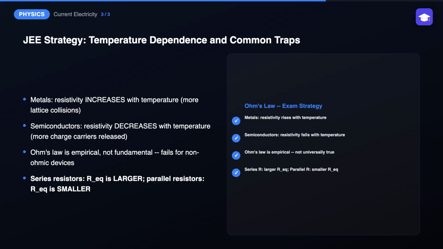testing exactly this distinction. Also remember that resistors in series always have larger equivalent resistance than any individual resistor, while resistors in parallel always have smaller equivalent resistance, exactly opposite to how capacitors combine.